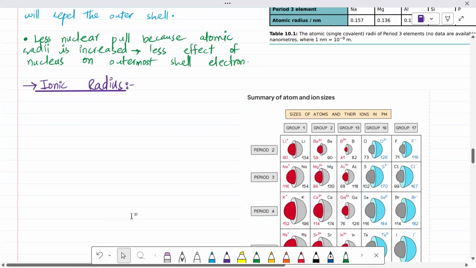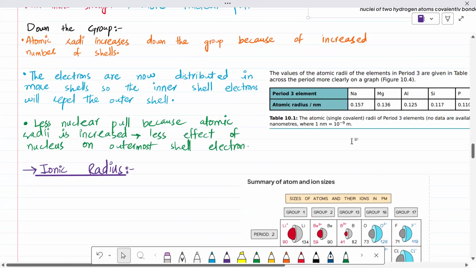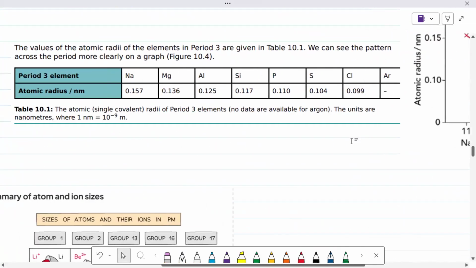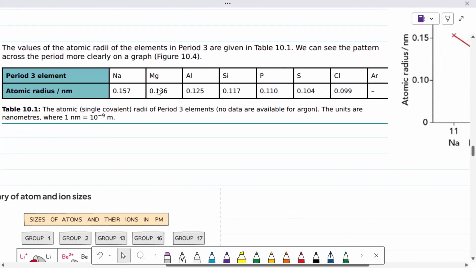Now this is one example of period number 3 with values. What is period number 3? You have sodium, magnesium, aluminum, silicon, phosphorus, sulfur, chlorine and argon. The argon value is not written because data is not given in your book. For sodium, if you see, the atomic radii is 0.157 nanometer, then 0.136, then 0.125.